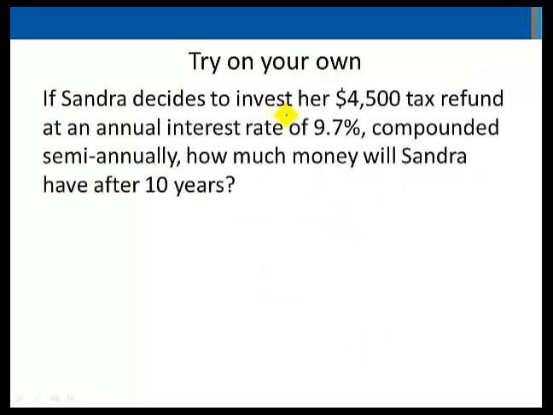Try on your own. If Sandra decides to invest her $4,500 tax refund at an annual interest rate of 9.7% compounded semi-annually, how much money will Sandra have after 10 years? So this is assuming that she invests her entire tax refund.